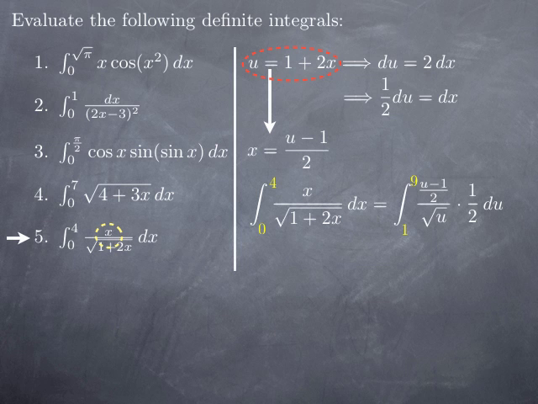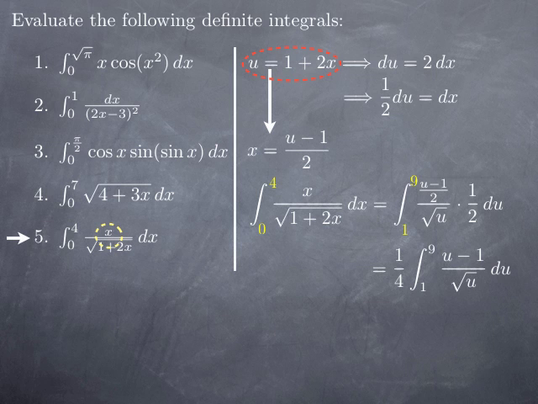And as I said, now I can pull out 1/4. So I get 1/4 integral from 1 to 9 of (u minus 1)/√u. So we have transformed the integral of x over root of 1 plus 2x into an integral of (u minus 1)/√u.